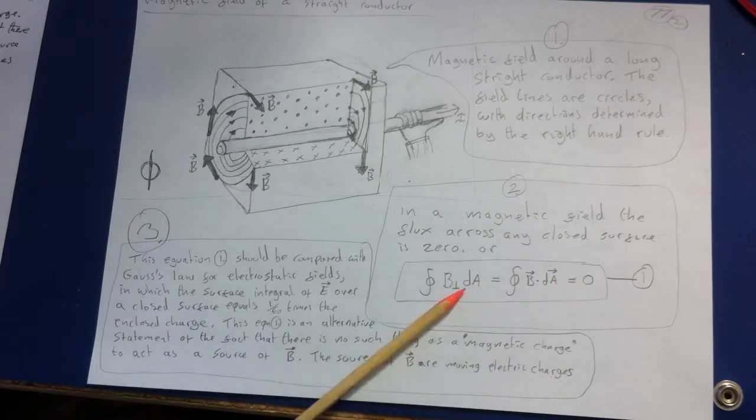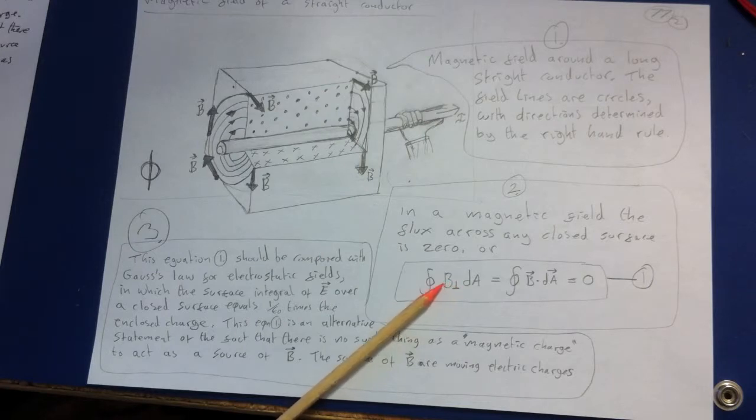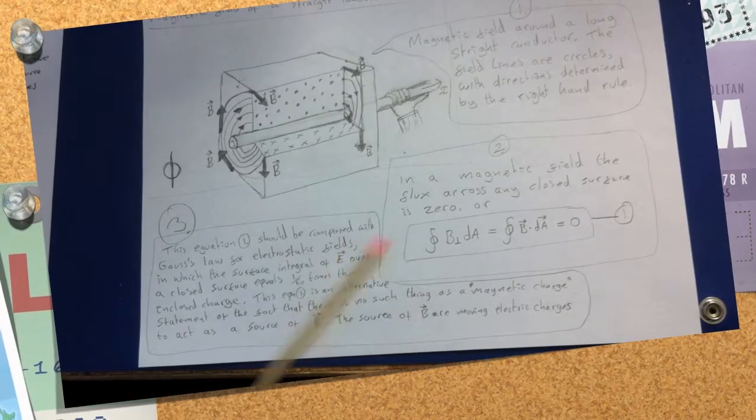Now this equation here should be compared with Gauss's law for electrostatic fields, in which the surface integral of E over a closed surface equals 1 over epsilon naught times the enclosed charge. This equation is an alternative statement of the fact that there is no such thing as magnetic charge to act as a source of magnetic field. The sources of magnetic field are moving electric charges, as I've just described.